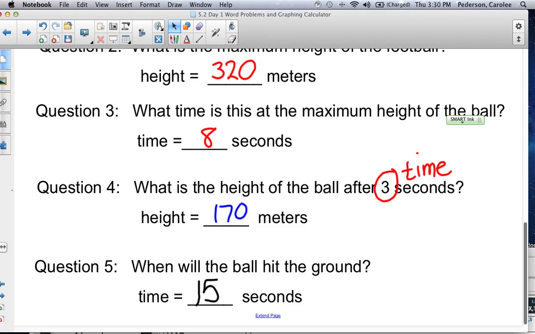You're going to see problems like this in your homework tomorrow. I will have graphing calculators for you to use to do these problems. If you do have your own graphing calculator, that's great. You can start working on it tonight if you wanted to. If not, we'll work on it tomorrow in class.